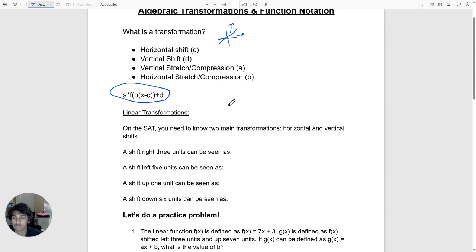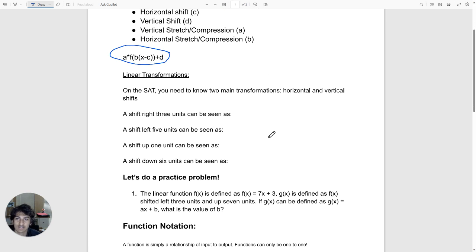We only need to know two of these transformations actually, and they are the horizontal shift and the vertical shift on the SAT. So let's talk about those. The other ones are a little bit more complicated, and you'll probably get into that later in your math classes. But on the SAT, you know these two.